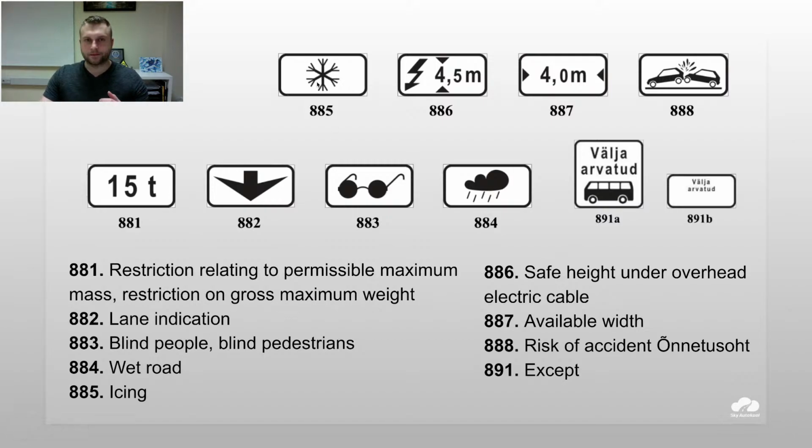This one means this part of the road has the risk of icing, or the risk of wet road, blind people on the road, lane indication.